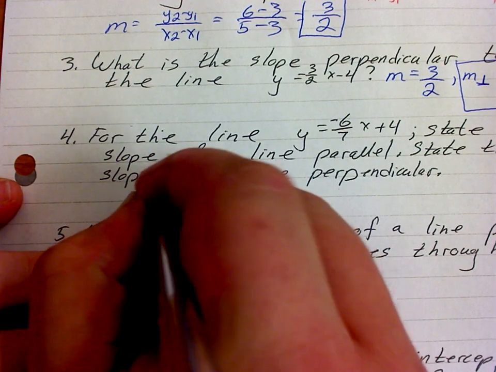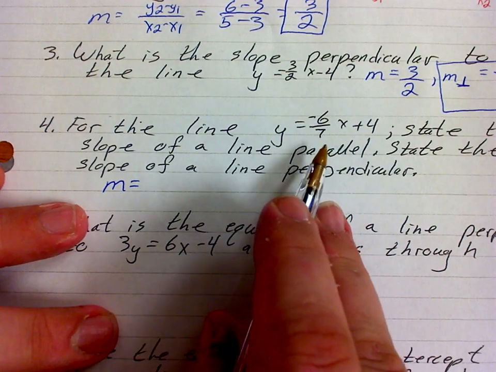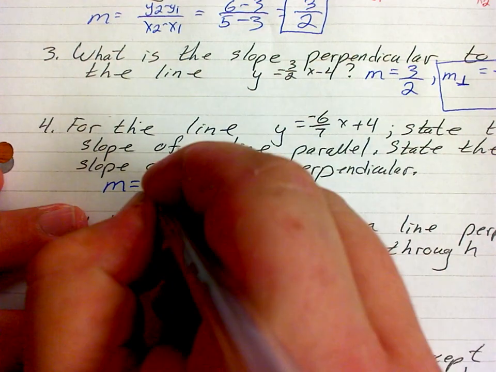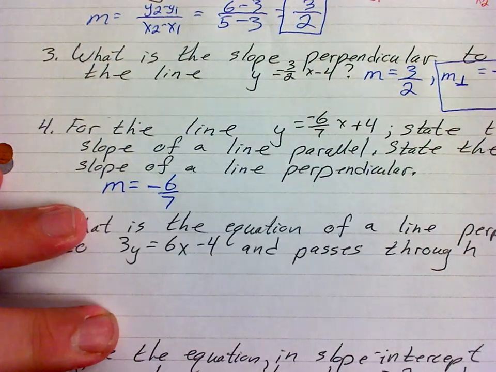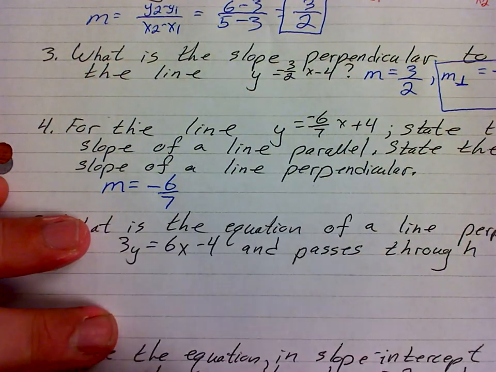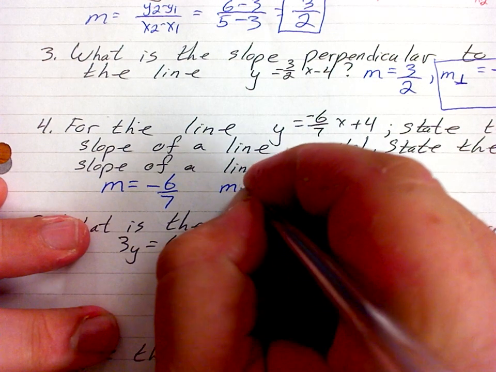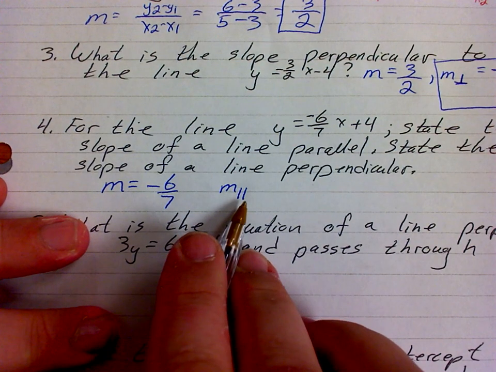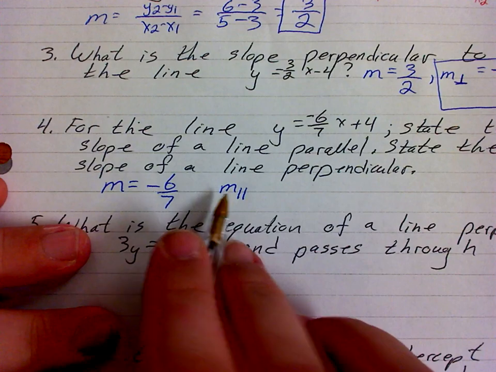So just like before, let's go ahead and figure out what the slope of this equation is, which is the number in front of the x. So that would be -6 over 7. And let's go ahead and answer the first part. The first part was they wanted the slope parallel. And remember, that looks like an 11, but it's 2 vertical lines.